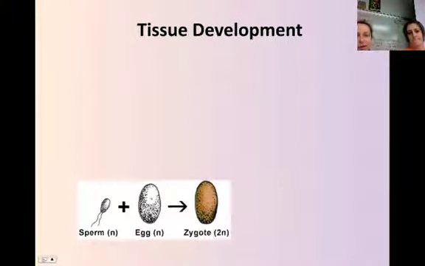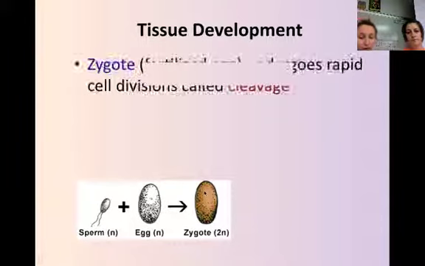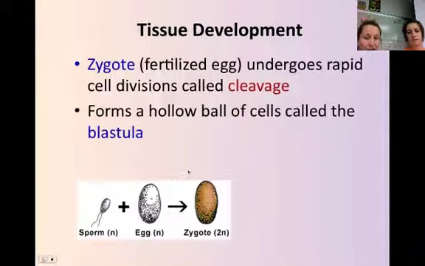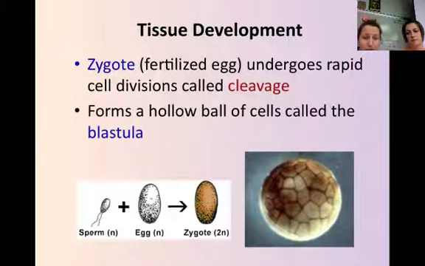Okay, so then tissue development, we've touched on this all year. We start out with the haploid cells, which would be the sperm and the egg, and you can see that their symbol down here is N and N. And when those two combine together, you get your zygote, okay? Reminder that the zygote is by definition the fertilized egg, and it's going to undergo rapid cell division called cleavage, okay? So once that sperm fertilizes the egg and the zygote is formed, then it's going to immediately have a lot of cell division going on, and it's going to form something called a blastula, which is basically like a hollow ball of cells, and it's going to look like this, okay?